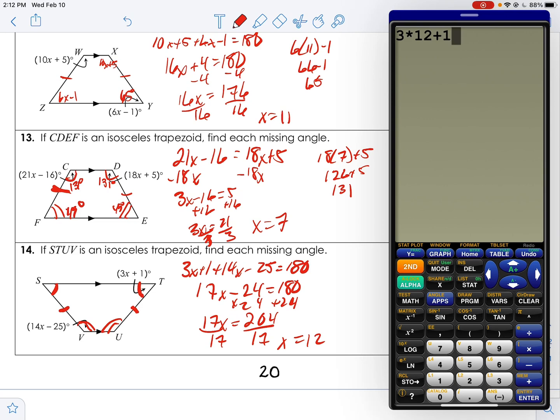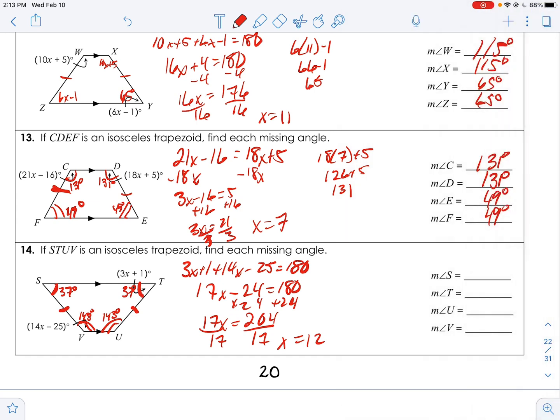And let's plug it in. 3 times 12 plus 1. Very easy. That should be 36 plus 1, which is 37. That should be 37 degrees. And 180 minus 37 is 143. So, boom, boom, fill them in, boom. 37 degrees, 37 degrees, 143 degrees, 143 degrees. And there you have it. Trapezoids, regular and isosceles, not regular, but normal trapezoids, and then isosceles trapezoids, where two sides are congruent.